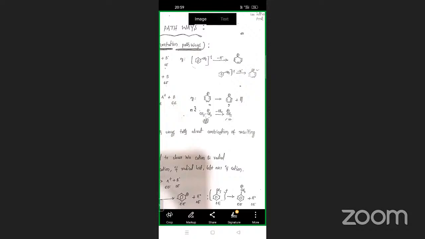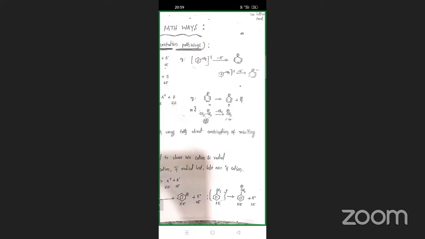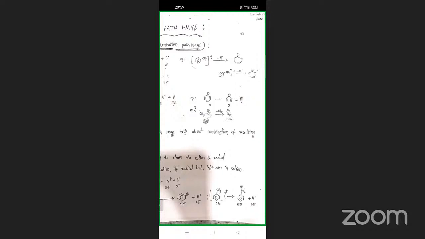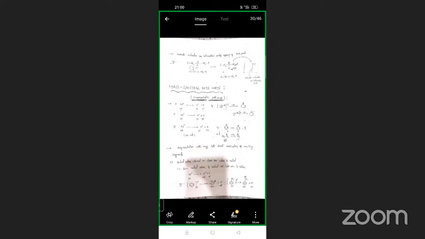And here is toluene, with an odd electron count, because the toluene molecular weight is 93, so it is odd-electron. This molecular ion undergoes fragmentation by losing a hydrogen radical, converting into the benzyl cation, which is even-electron, and the hydrogen radical, which is odd-electron.